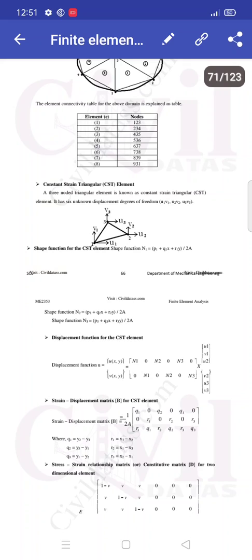Constant strain triangular element, that is CST element. A three-noded triangular element is known as a constant strain triangular element. It has 6 unknown displacement degrees of freedom.